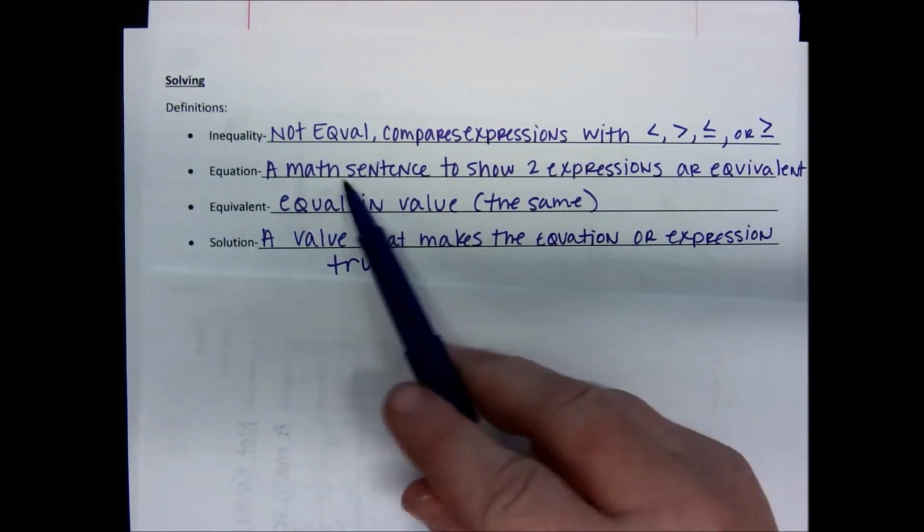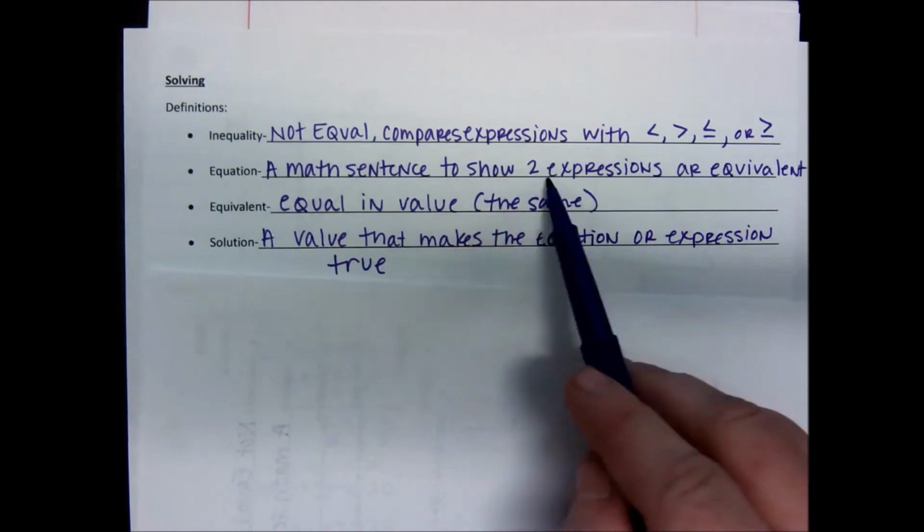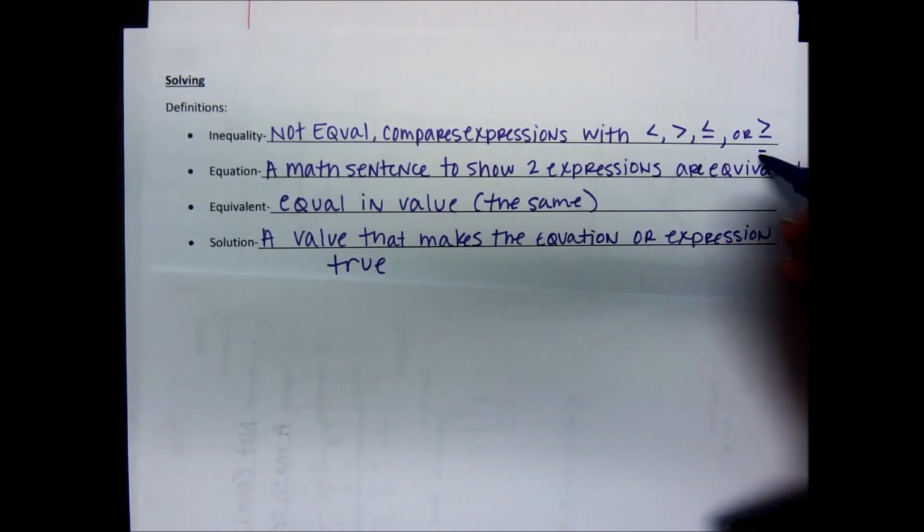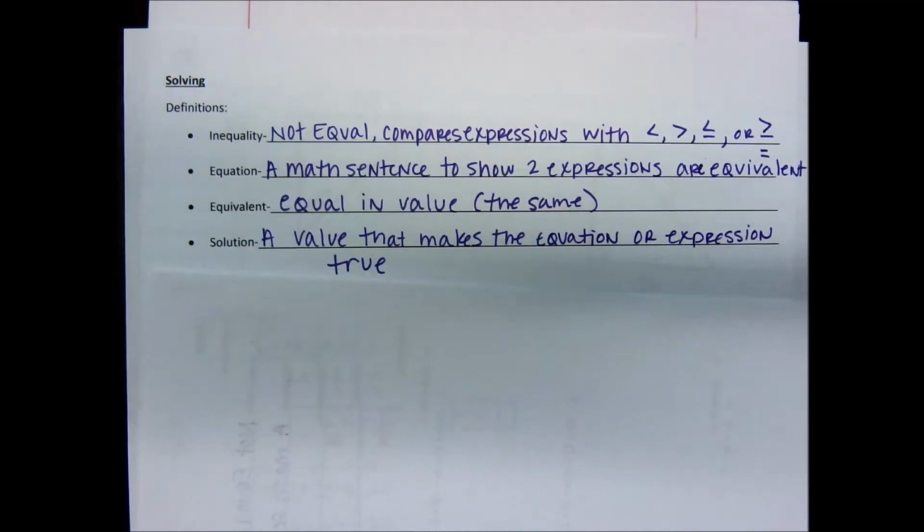An equation is a mathematical sentence to show that 2 expressions are equivalent. And that's when we use the equal sign. Equivalent means equal in value, the same. And then solution is a value that makes an equation or expression true.